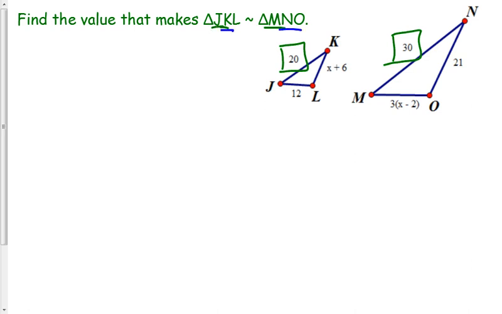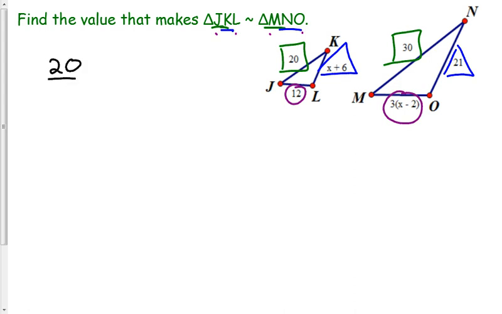But I'm also going to identify a pair with a variable in it. So we have KL and NO. And lastly, we have the JL and MO. So looking at these, they're both expressions. It's just a matter of picking which one I would like to solve for. I'm going to use the blue ones, the x plus 6 and 21, because I don't really want to do this 3 with the x minus 2. You could use it, I just don't feel like using it.